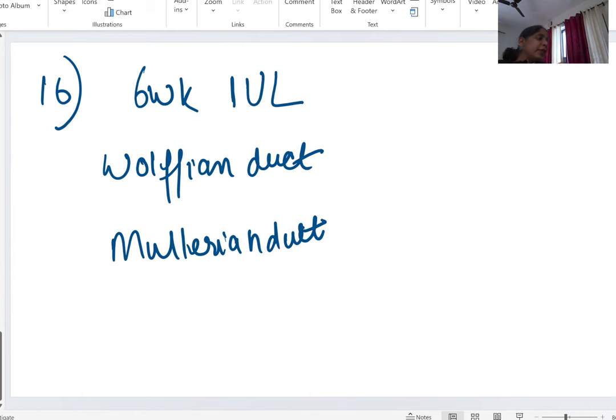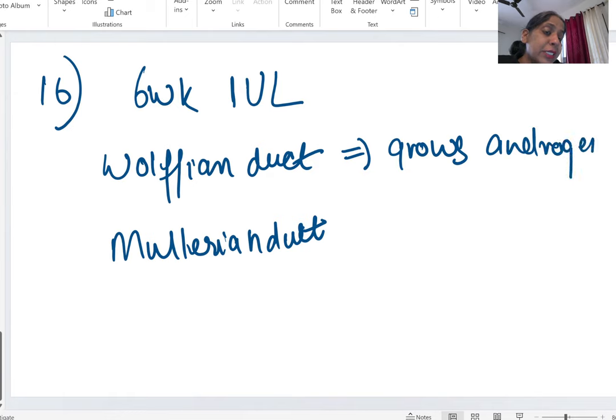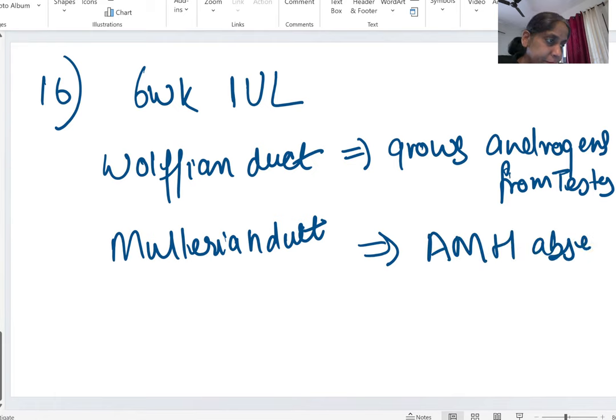The Wolffian duct grows only if androgens are released from the testes. Or you can say if androgens from the testes are present. And the Mullerian duct grows if AMH is absent. So, let us see the different structures. AMH deficiency. If AMH is absent, then the Mullerian duct will grow, right?